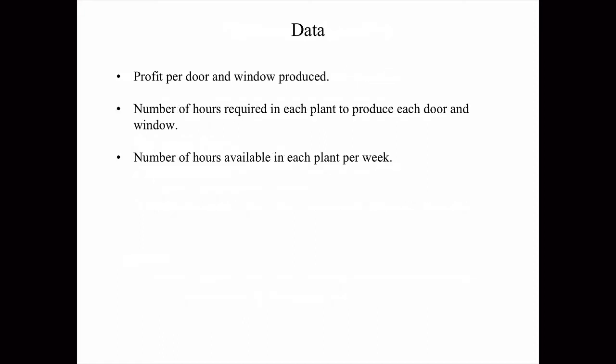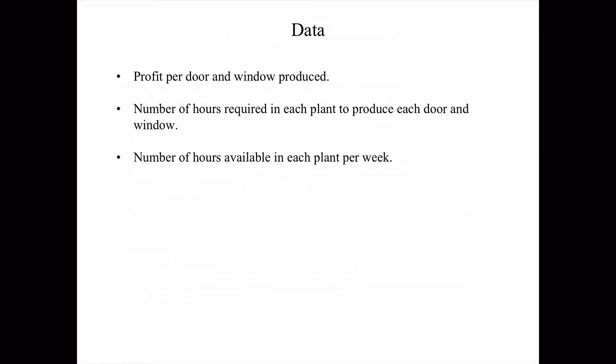The first ingredient of the problem is the data. So what is the data provided to us? The first piece of information provided to us is the profit per door and per window. We're given the information that each door is worth $300 and each window is worth $500 in profit. The next piece of information is how many hours do I need in each plant to produce 1 door and how many hours do I need in each plant to produce 1 window. And the last piece of information that we have is how many hours that we have available in each plant. In particular, we have 4 hours available per week in plant 1, 12 hours available per week in plant 2, and 18 hours available per week in plant 3.